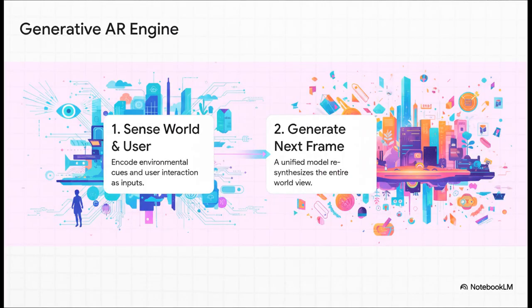Okay, now look at the GAR engine. It's beautiful in its simplicity. Step 1, sense the world and what you want to do. Step 2, generate the next frame. That's it. It's just 2 steps. All that messy complexity we just talked about, the AI handles it all, behind the scenes, almost like magic.